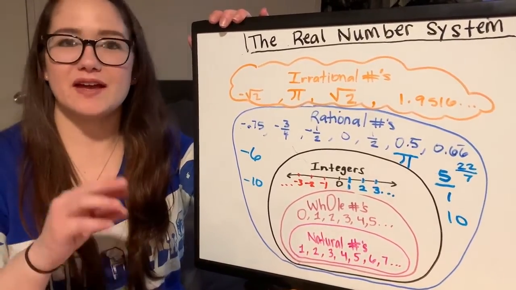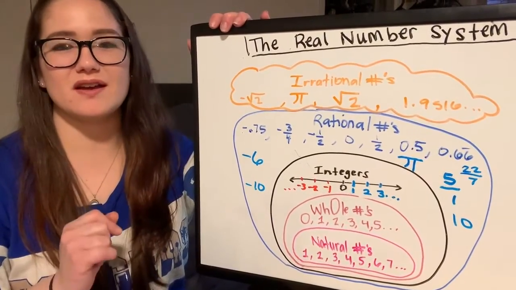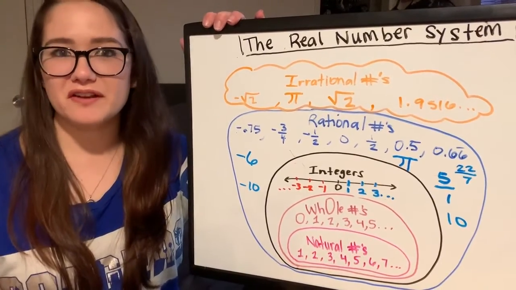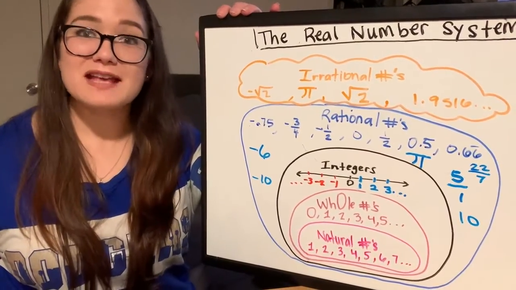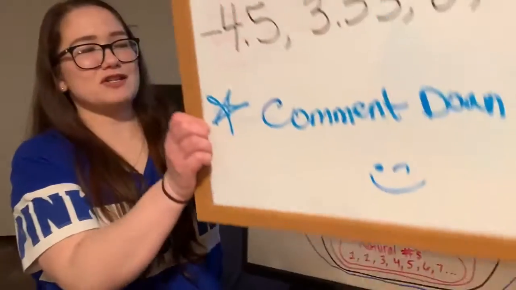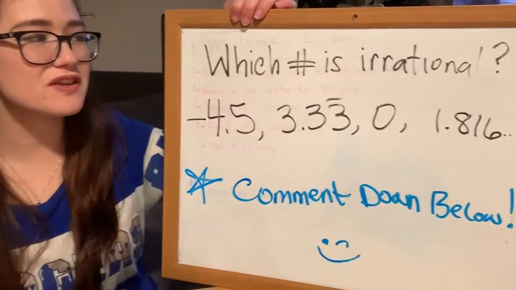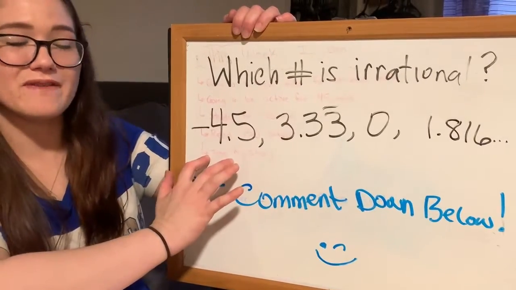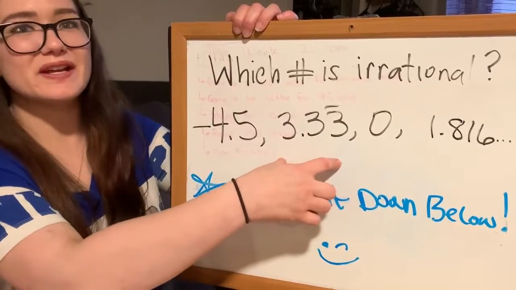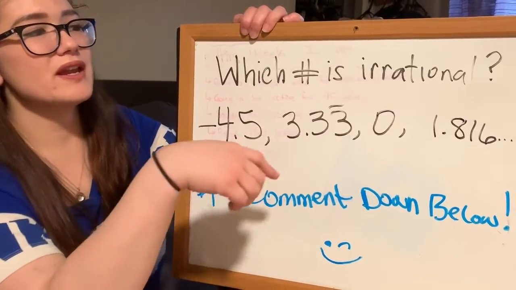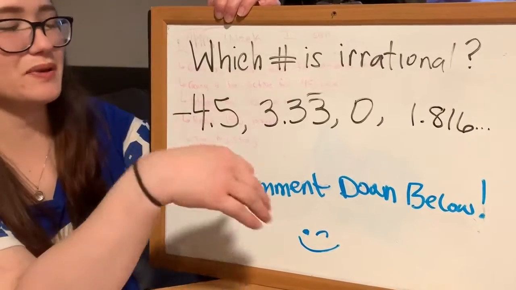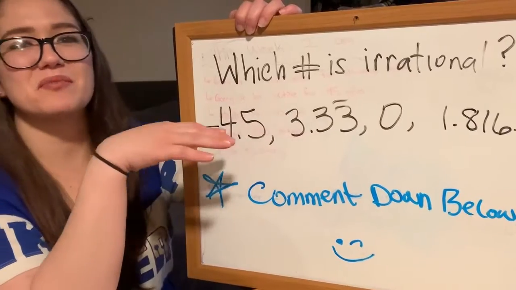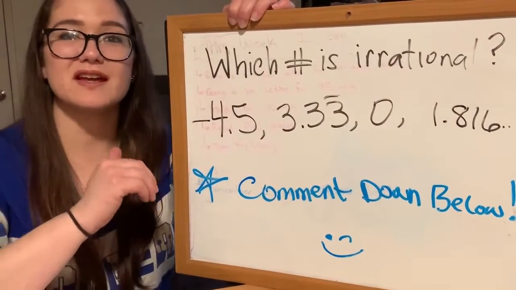Like I said, we have two different number systems. We have the real number system and the imaginary number system, which we will cover in a later video. There is a question that I want to ask you, just a little quiz. Okay, so the question is, you can pause the screen, which of these numbers are irrational? And I want you to comment down below. Is it negative 4.5? Is it 3.333? Is it 0 or 1.816 repeating? Or not repeating, 1.816 continuing. So which of these numbers is irrational?